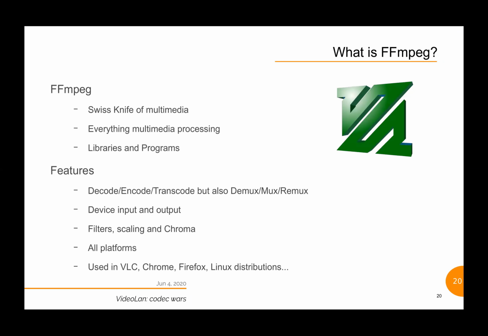And of course, part of this community is FFmpeg. FFmpeg is basically a set of libraries and programs, called the Swiss Army knife of multimedia, and it is used now absolutely everywhere. It wasn't supposed to be like that, but today it is. It, of course, decodes, encodes, transcodes, but can also mux, demux, remux, and has device input and adaptive streaming. There are a lot of filters for scaling, resampling, chroma conversion, it works on every platform, and it's used everywhere, from VLC, Chrome, Firefox, most Linux distributions, but also a lot of smartphones and smart TVs.